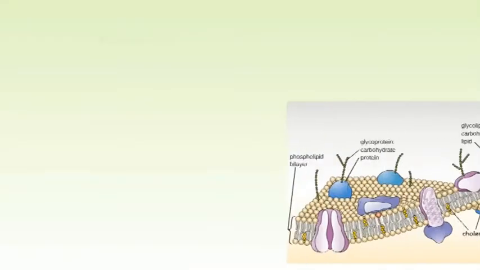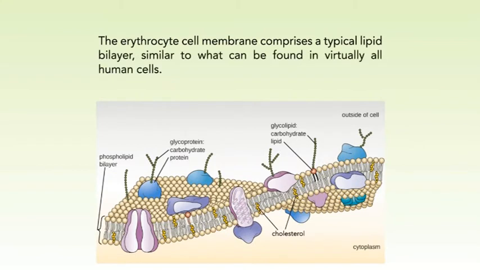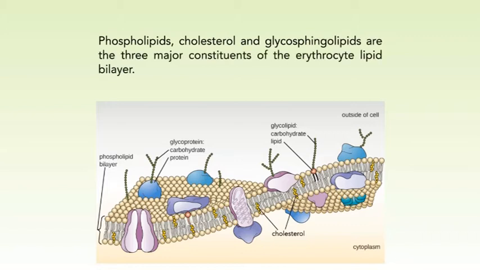Now let's study the red blood cell membrane lipids. The erythrocyte cell membrane comprises a typical lipid bilayer similar to what can be found in virtually all human cells. Phospholipids, cholesterol, and glycosphingolipids are the three major constituents of the erythrocyte lipid bilayer.